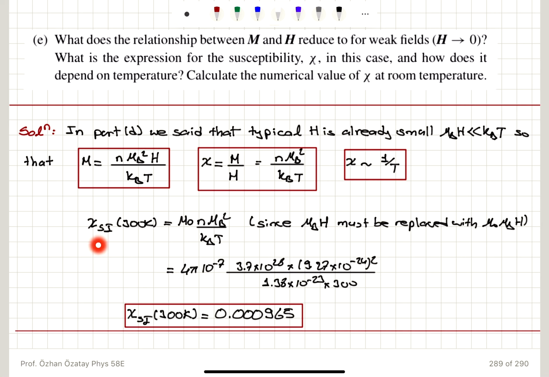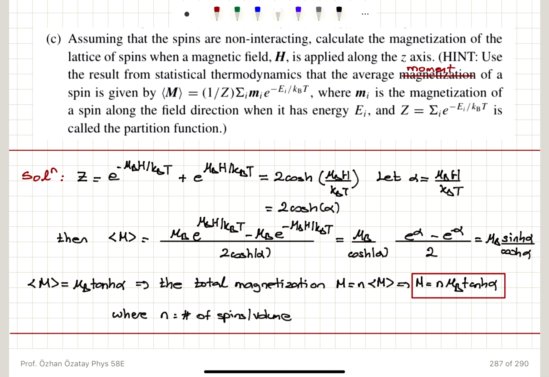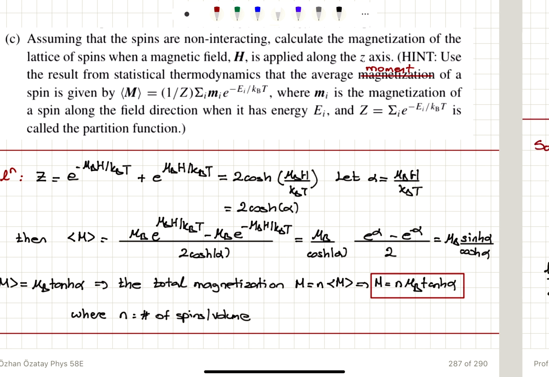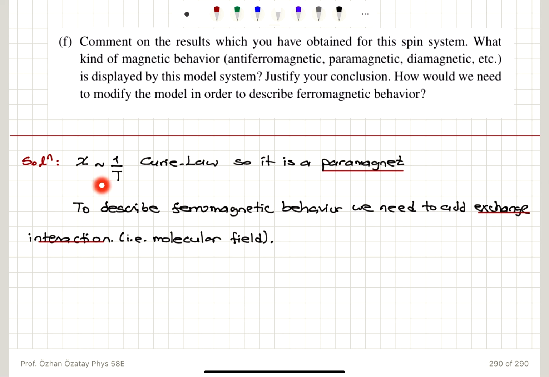But when we evaluate it using SI units, we have to be careful. Alpha, instead of mu_B H over kT as we have seen here, which is CGS, is going to be mu_0 mu_B H over kT in SI. So that's why we have to multiply this by mu_0, and we obtained 0.00965, which shows us that 1 over T behavior and small and positive chi, it's a paramagnet. In order to make this a ferromagnet, we need to add exchange interaction or molecular field.